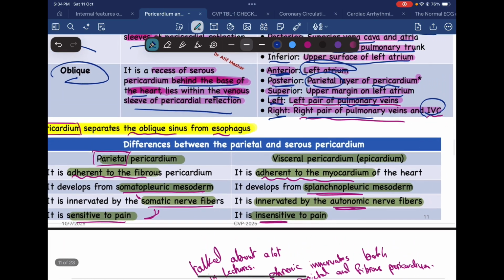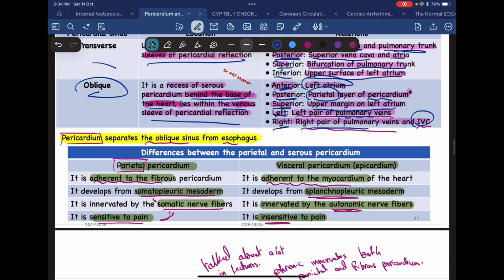Now here's a compare and contrast of the parietal and visceral serous pericardium. Parietal pericardium is adherent to the fibrous pericardium, but the visceral one is adherent to the actual muscles of the heart. It's adherent to the myocardium. The parietal pericardium develops from somatopleuric mesoderm. The other one develops from splanchnopleuric mesoderm. Now, we don't know what these are just yet, but just memorize them. Somatopleuric mesoderm, that's parietal, and splanchnopleuric mesoderm is visceral.